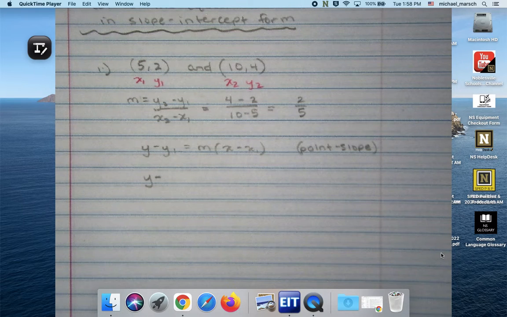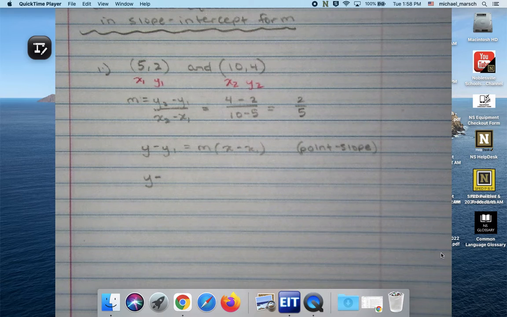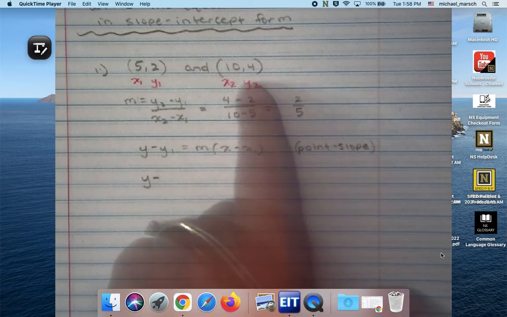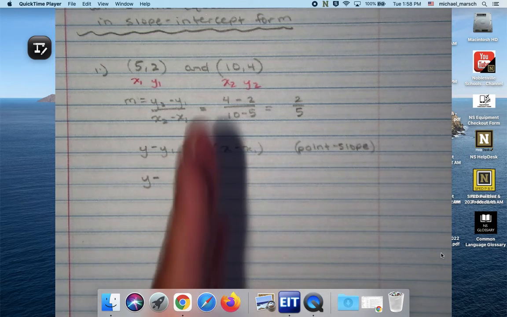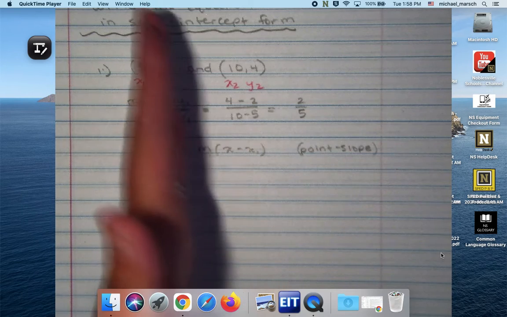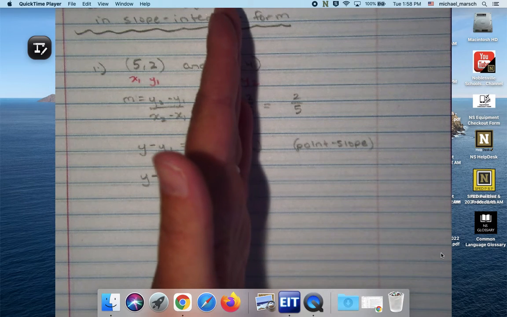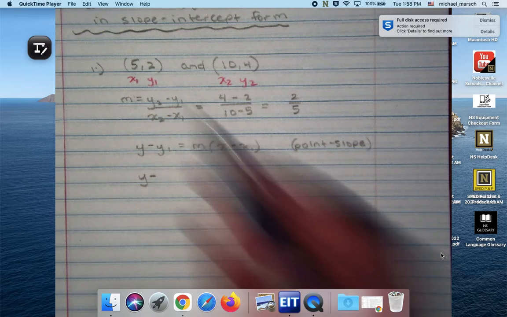So here's the thing. We have 2 points to choose from. I don't care which one you put into point slope. You could do 5-2 or you could do 10-4. We're still going to get the same answer. Okay? I usually just use the first one I see. That's just where my brain goes, left to right. I'm going to use this one. If you use this one, it's fine. We're still going to get the same answer. Does everybody understand? Okay.